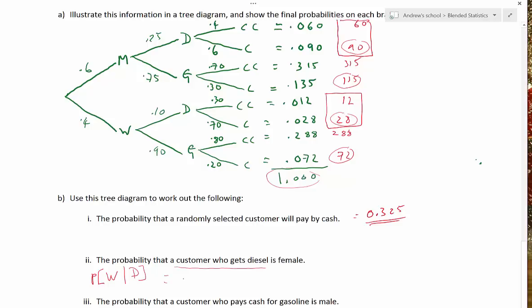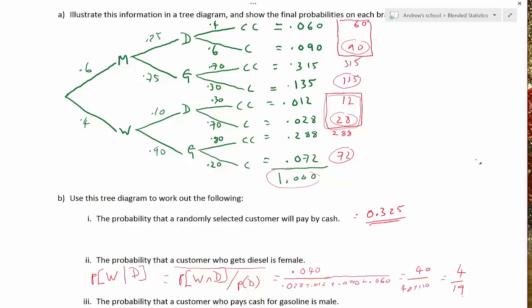Technically, the proper equation for this is the probability of the intersection, woman and buys diesel, divided by the probability of diesel. So the probability of being a woman who buys diesel is these 12 and 28, or 0.012 plus 0.028. So this is 0.040 divided by all of them, 0.028 plus 0.012 plus 0.090 plus 0.060. Or in other words, these 40 over the 40 plus 150. So it's 40 over 40 plus 150, which is 4/19.